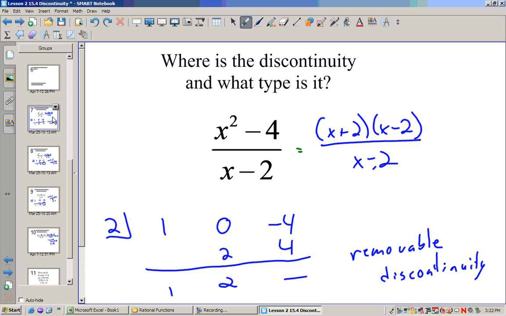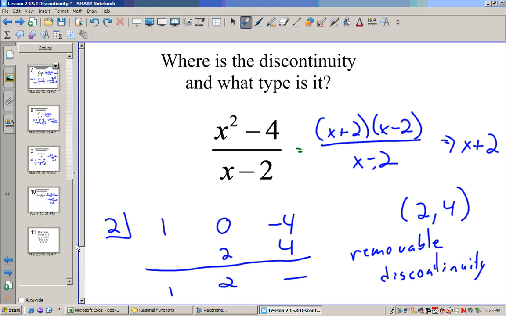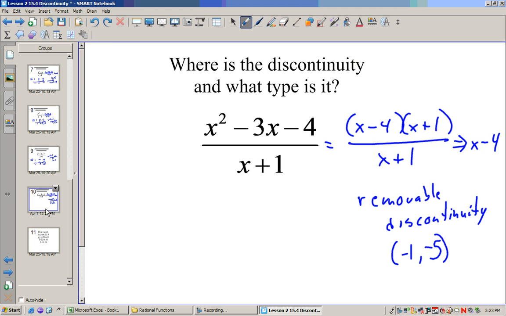So let's try it with this previous problem. This one, these two would cancel out. So this would go towards x plus 2. So my removable discontinuity, our x value would be 2. And if I plug that into the remaining function, 2 plus 2 would be 4. So at (2, 4), that would be where the function has its discontinuity.